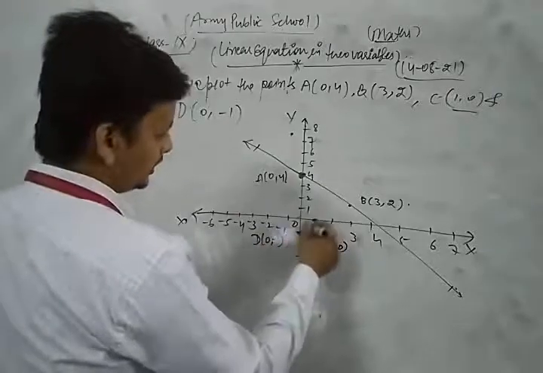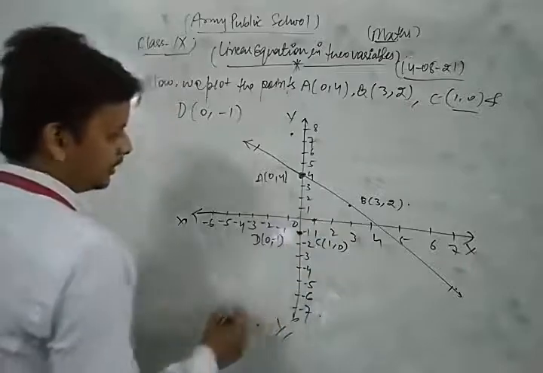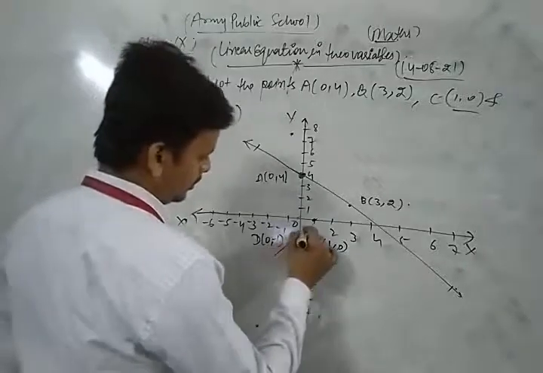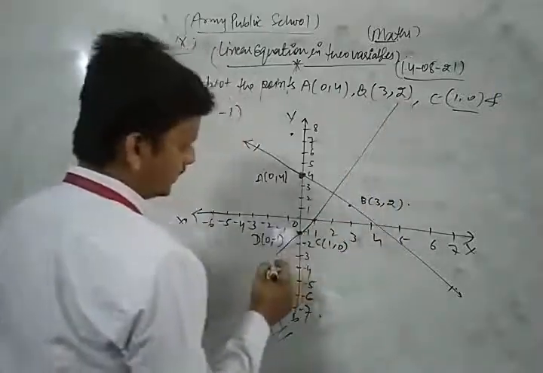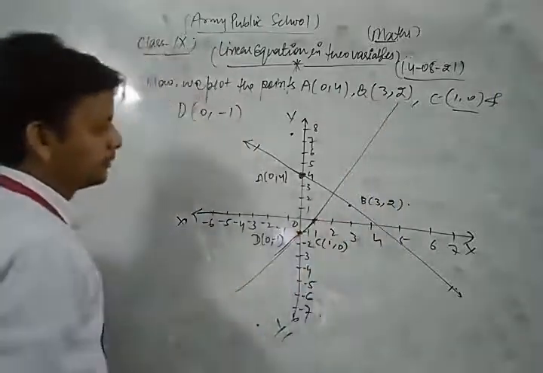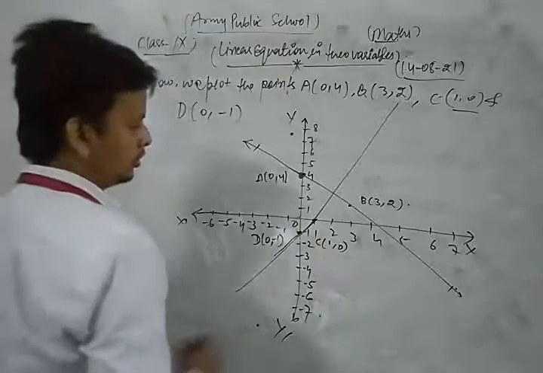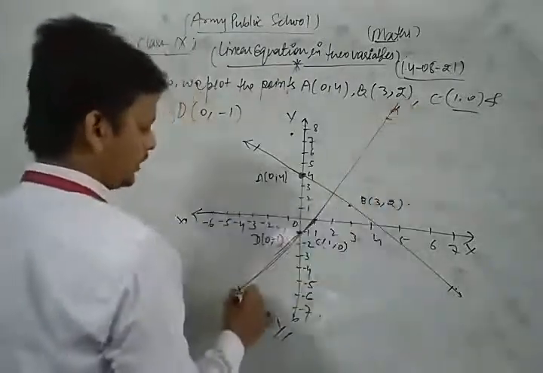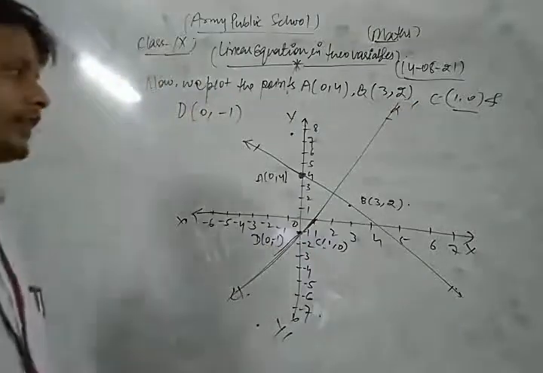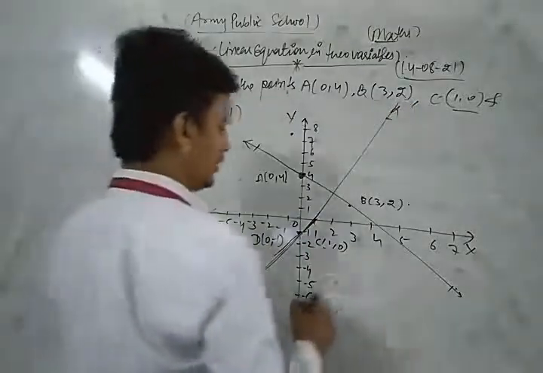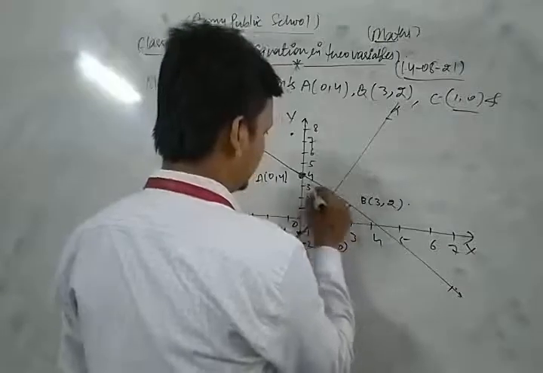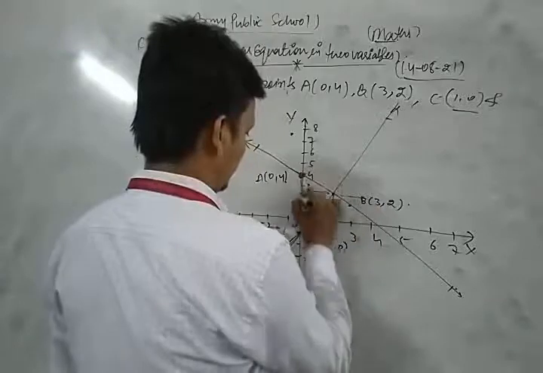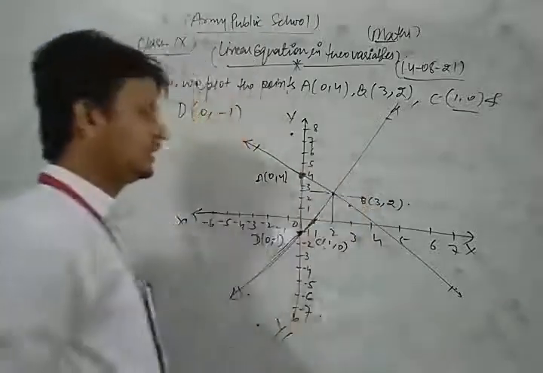Now we join these points with the help of a straight line and extend it. Okay, so look. Now this is the graph of the second line equation. Now what do we find? This is the point B, no? So this is the point.